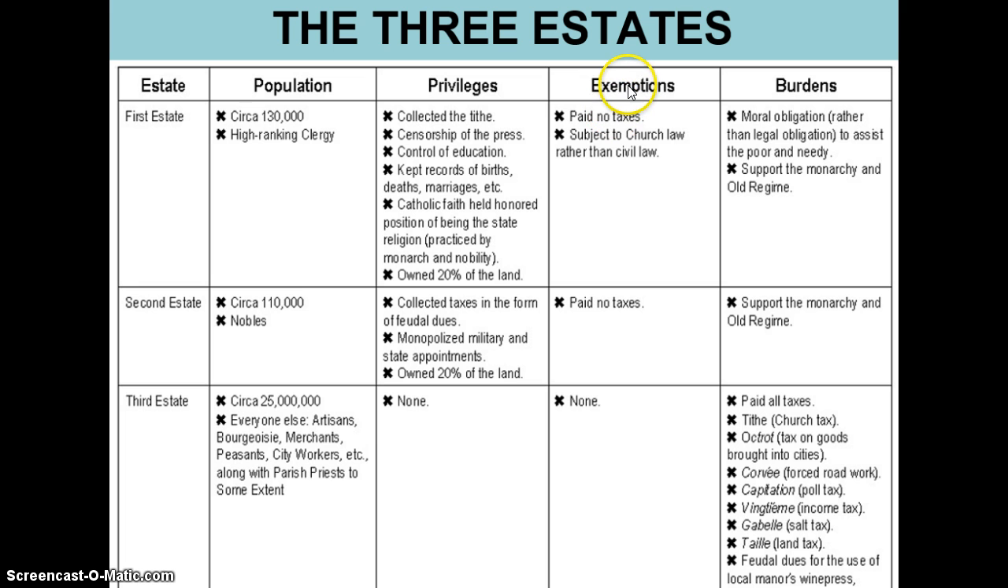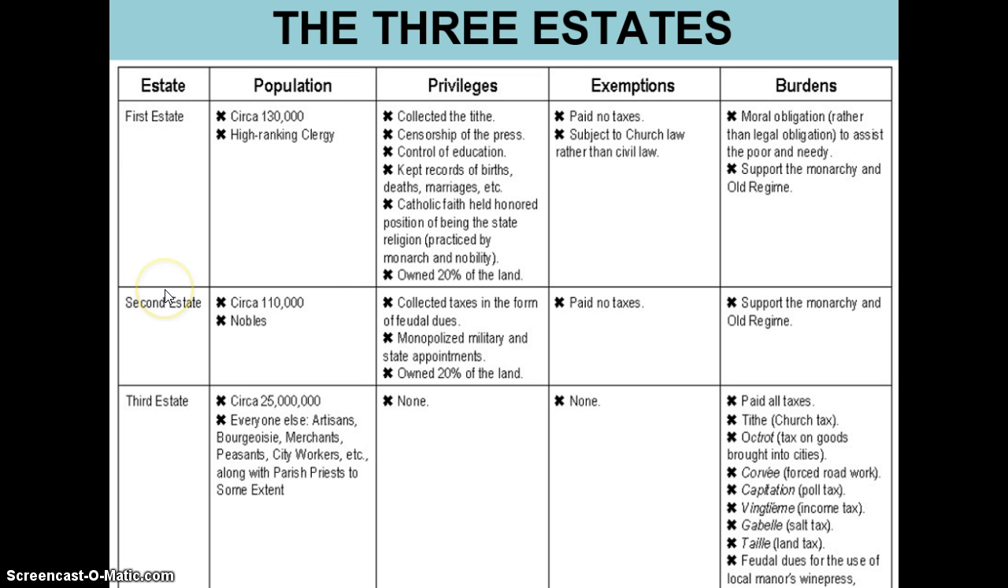Now let's look at some of their exemptions. They paid no taxes, and they were only subject to church law. In fact, they weren't even subject to the civil law of the country. How about burdens? Well, they had a moral obligation but no legal obligation, so they did in fact assist the poor and needy at times, and they always tended to support the monarchy in the old regime.